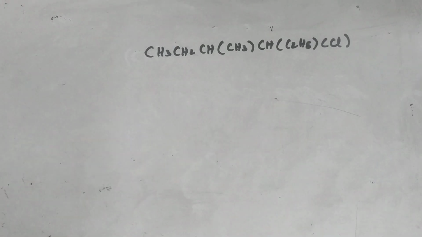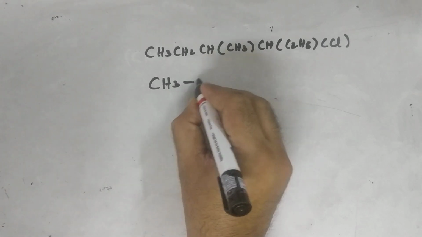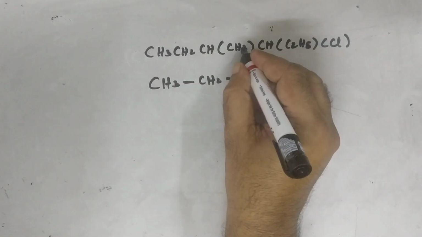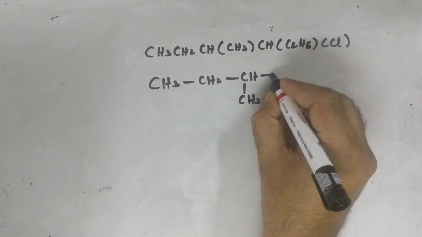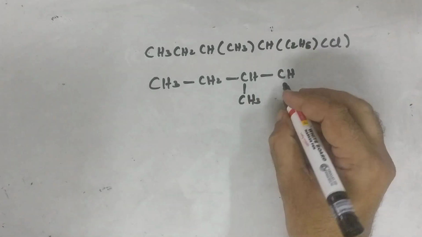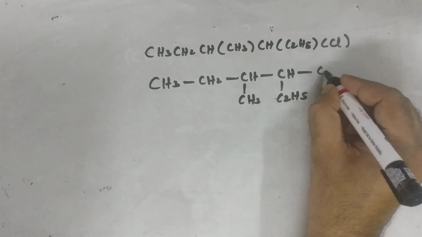Now let's expand it first of all. So again, this is CH3, this is CH2, this is CH. Bracket CH3 means it is hanging below this carbon. Another CH, wherever there is no bond means single bond. Again, bracket C2H5 means hanging below this carbon, C2H5 over here, and a Cl over here.